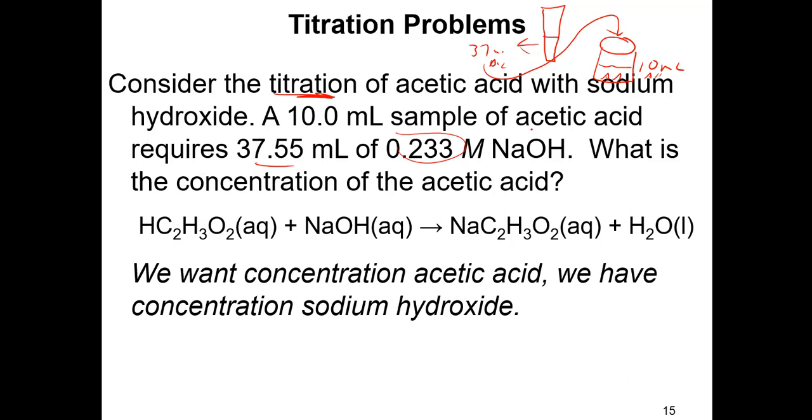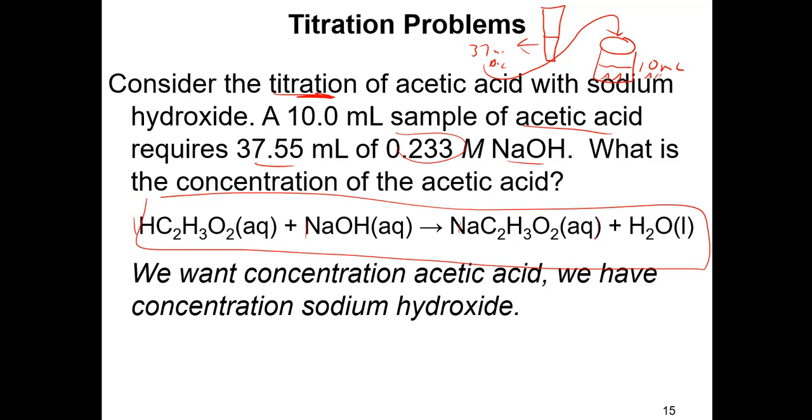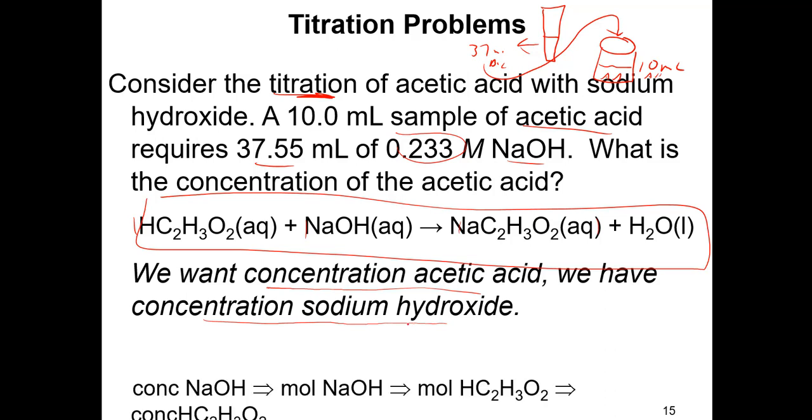Now, based on the starting reactants, we can set up a balanced equation. Here's our balanced equation. It's both charge balanced, predicting the products, as well as equation balanced. And it's implied to be a 1-to-1 ratio. So we want the concentration of the acetic acid. And we have the concentration of the sodium hydroxide. So here's the plan of attack. You're going to go ahead and figure out, using molarity as a conversion factor, the concentration of the sodium hydroxide converted into moles.